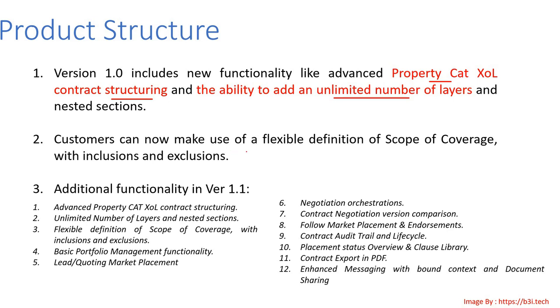Customers can now make use of a flexible definition of scope of coverages with inclusion and exclusion, and everything is there within the product. Now the 1.1 version of this product will take it to the next level, where they will talk about the Cat XoL contracting structure, an unlimited number of layers and nested sections, flexible definition of scope of coverages, basic portfolio management, lead quotation, market placement processes, negotiation orchestration, contract negotiation, and so on. They have a lot of things coming up as functionality within this product.